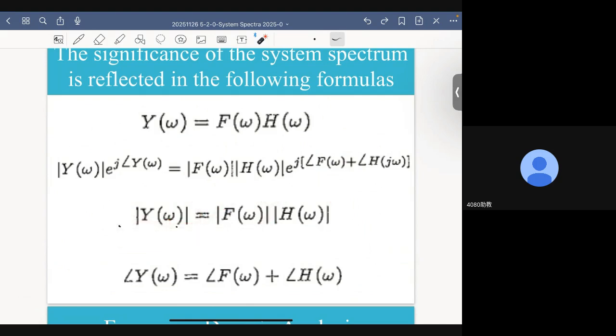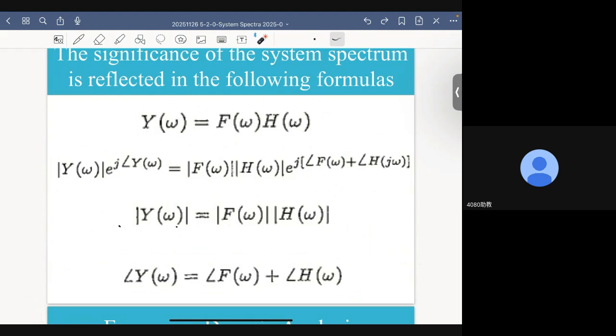For any given value of omega, you have one distinct equality. Okay? Now, the role of the transfer function when it comes to the amplitude spectrum has everything to do with this equality, which means multiplication is the basic operation. You multiply the amplitude spectrum of the input with the amplitude spectrum of the system, and you will get the amplitude spectrum of the output.